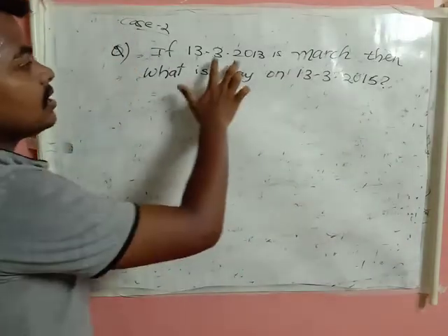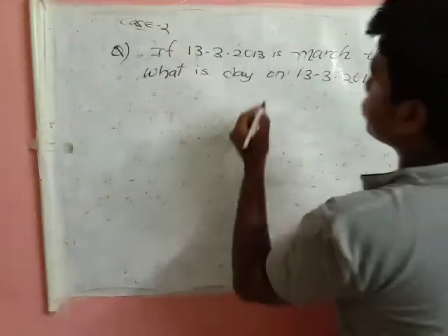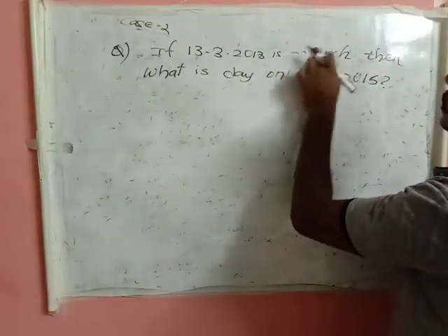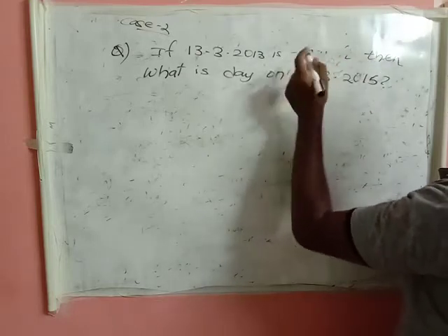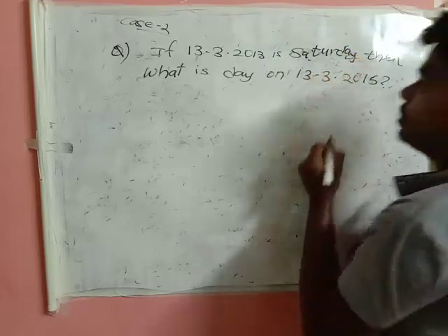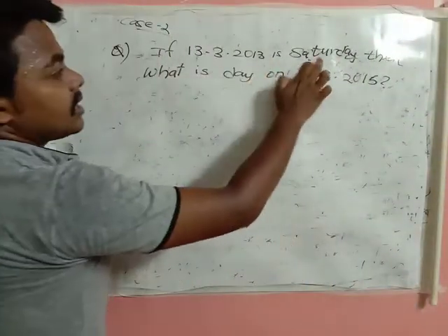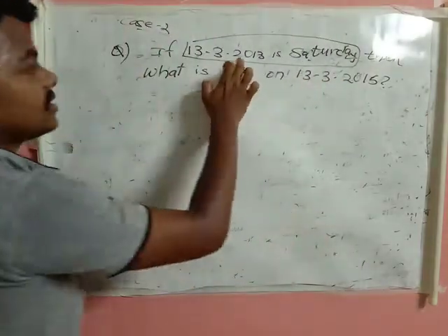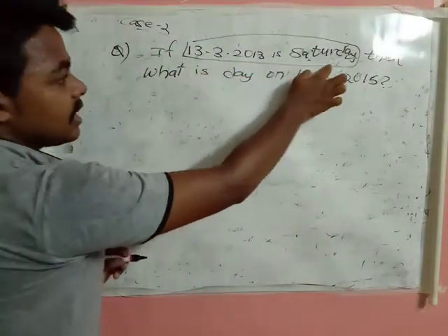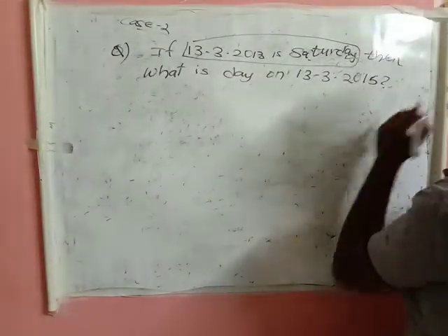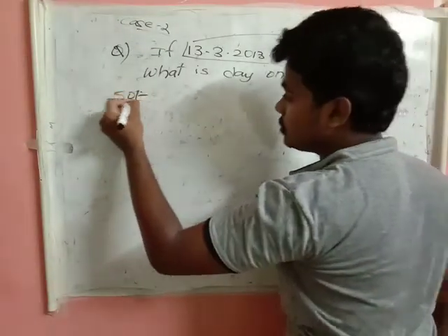In case 2, they'll be giving you a reference date, and then they will be giving you a different date. This is wrong. So 13th March is Saturday. Sorry friends. Now see, if 13th March 2013 is Saturday, this is the reference date for us. Now if 13th March 2013 is Saturday, then what is the day on 13th March 2015? This is the question for us.